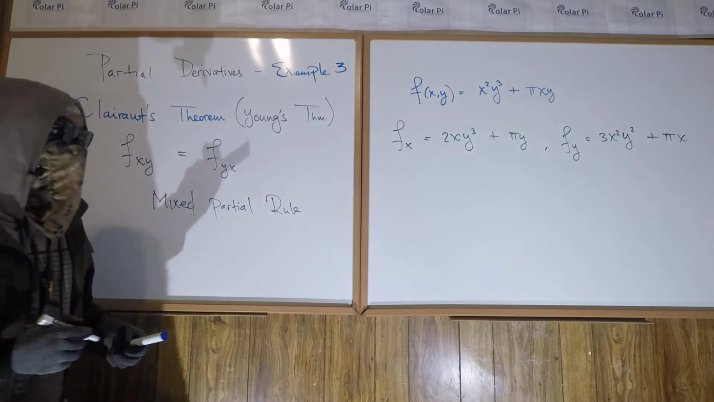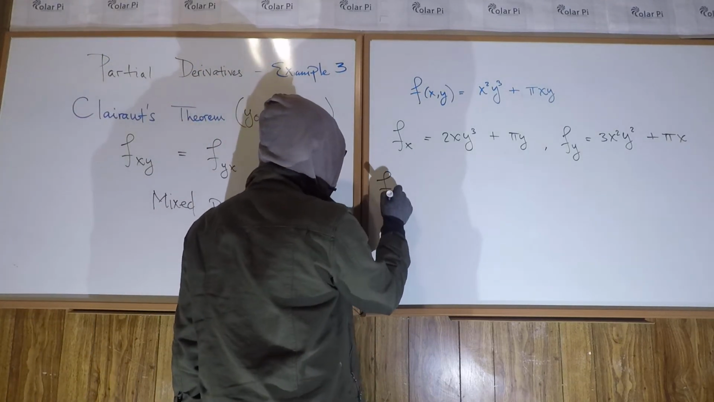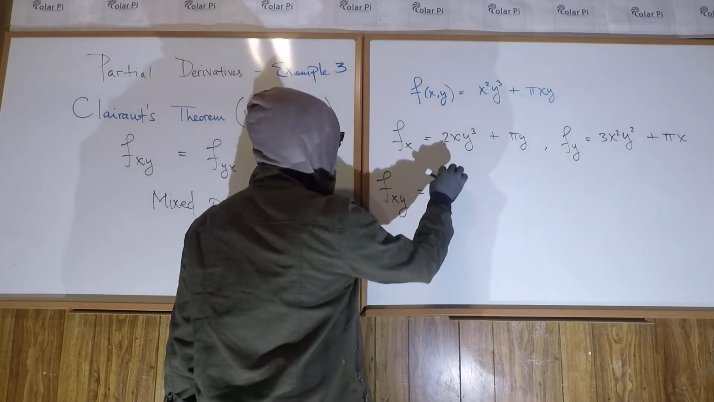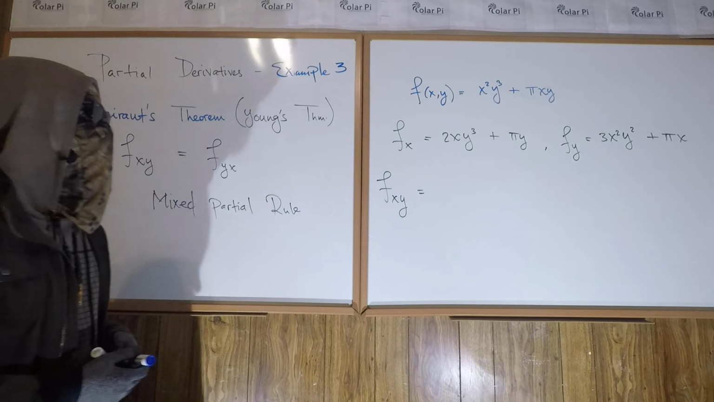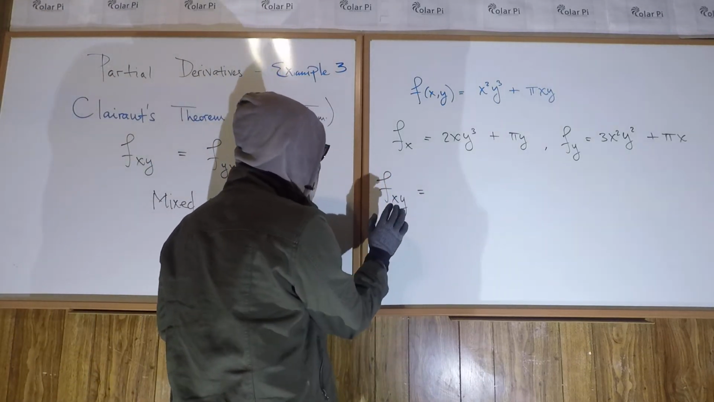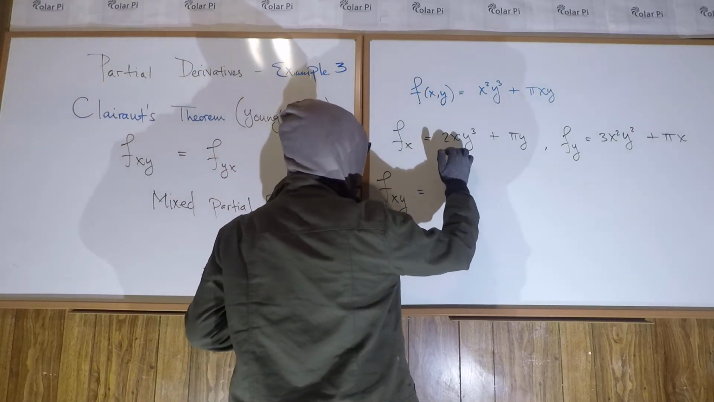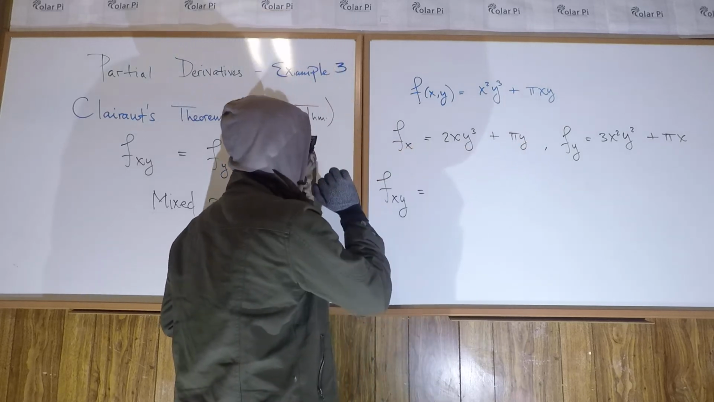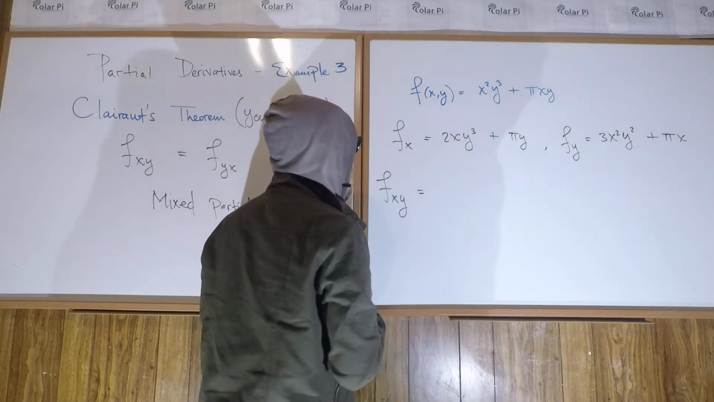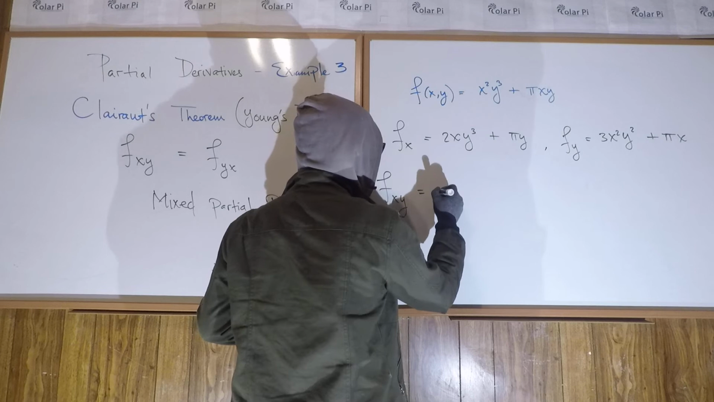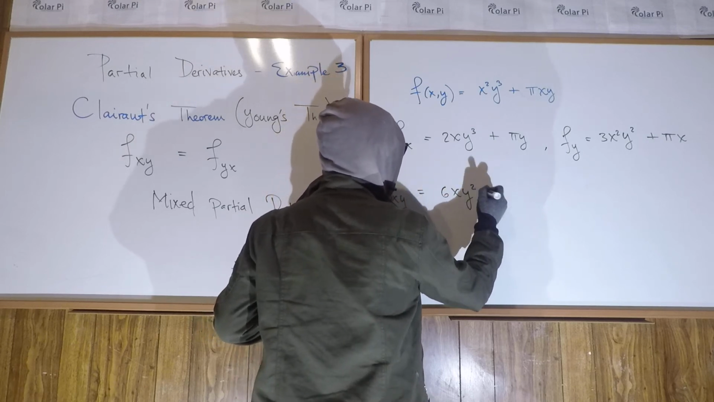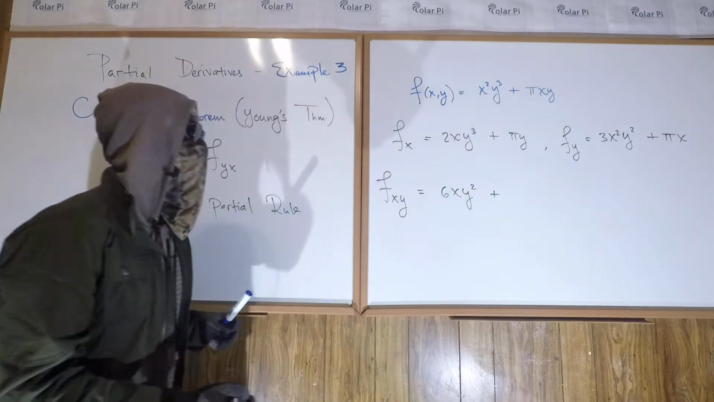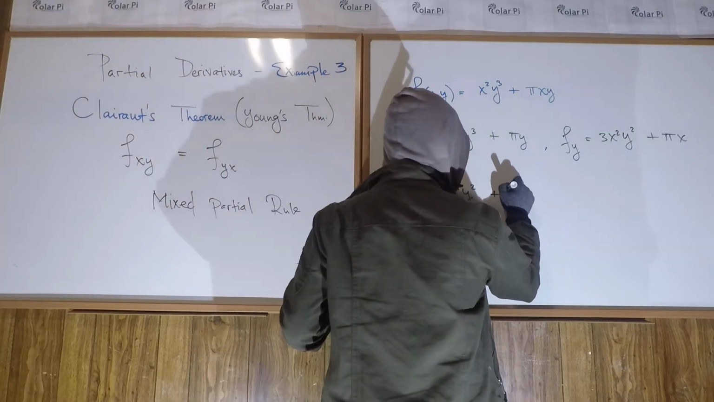So is this really going to happen? That is, if we do fxy, which is the partial with respect to y of this, what do we get? Since we're taking the partial with respect to y, we treat anything that's not y as a constant. So 2x is a constant, and we get 6xy squared, and then plus, clearly pi is a constant, so the y goes away, we just get pi.